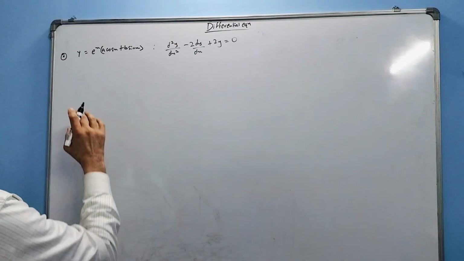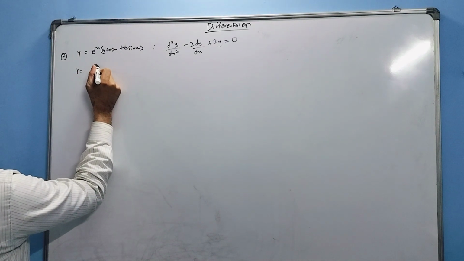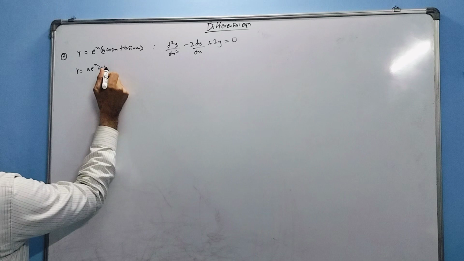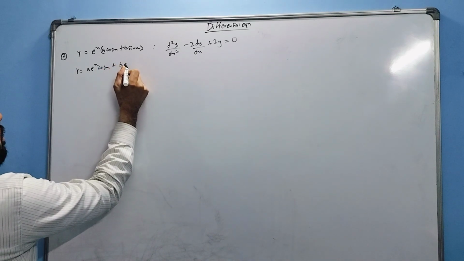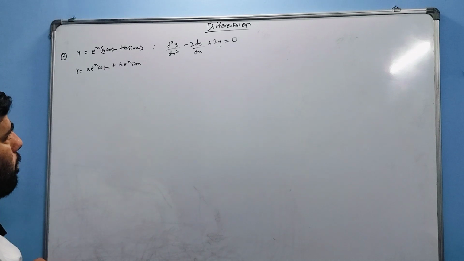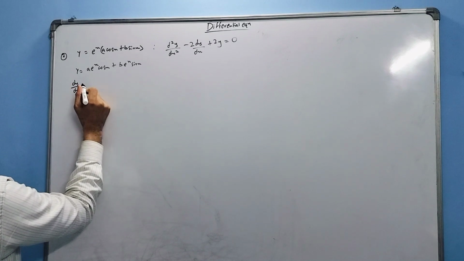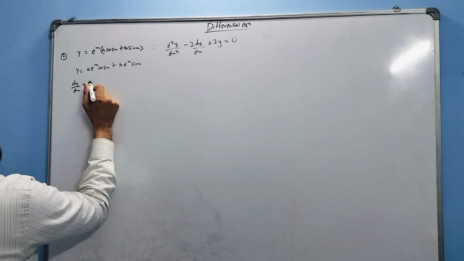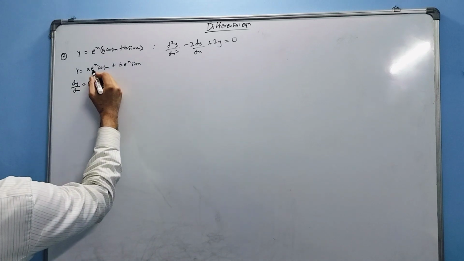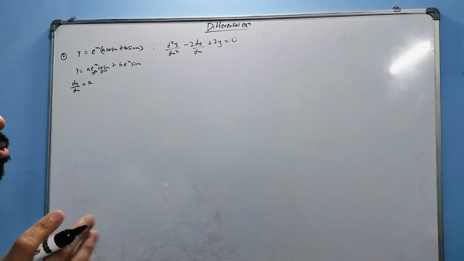y is equal to e raised power x (a cos x plus b sin x). Okay, this is what they have given. Now what we will do, we'll try to find dy upon dx here. So a is constant, so let's take the first function and second function.